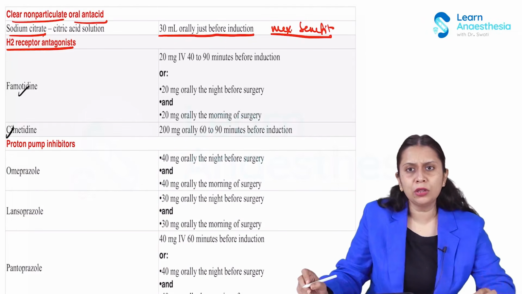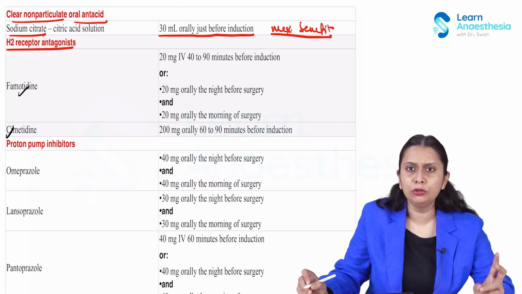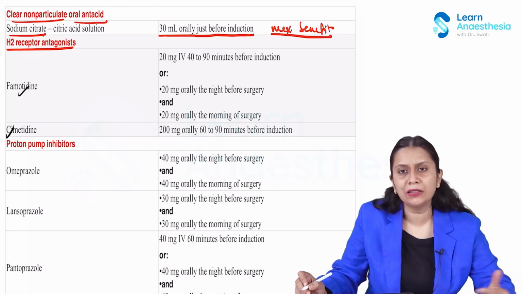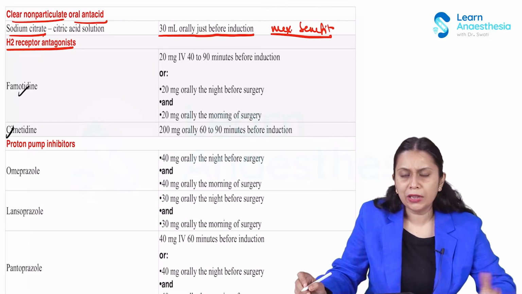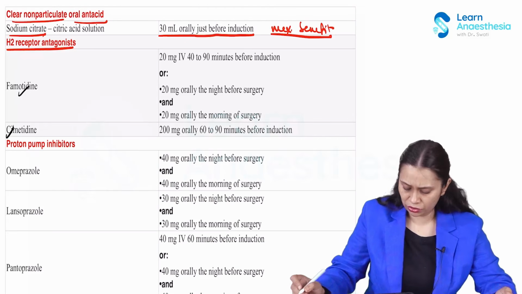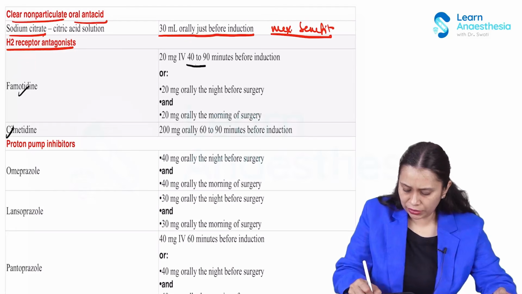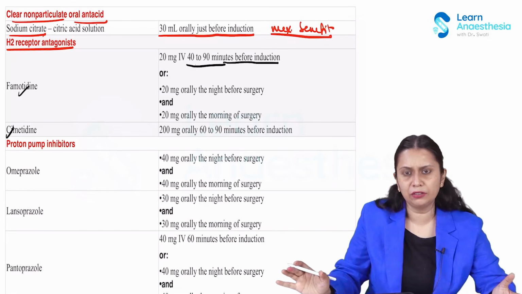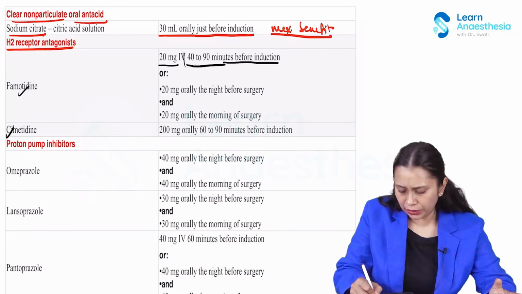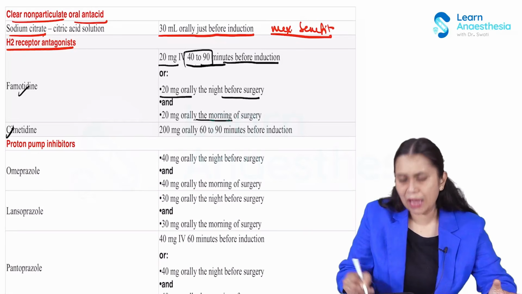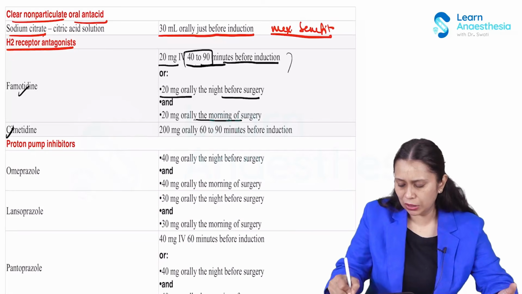Now, if the patient is on oral therapy, the maximum benefit is with 2 doses: one dose the night before the surgery, and the other dose on the morning of the surgery. If the patient has forgotten to take his oral antacid, then just one IV dose 30 to 40 minutes prior to surgery, right? An IV dose 40 to 90 minutes prior to induction would give us a similar kind of benefit. So 20 milligram IV 40 to 90 minutes before induction, or oral the night before surgery and the morning of the surgery. This has the equivalent effect.